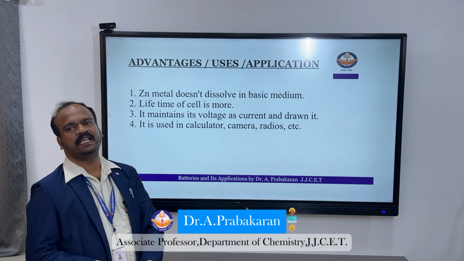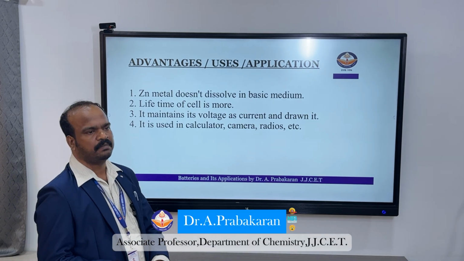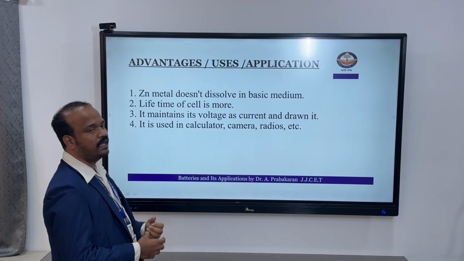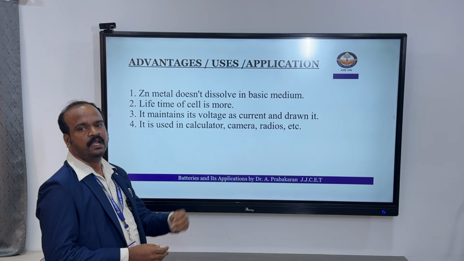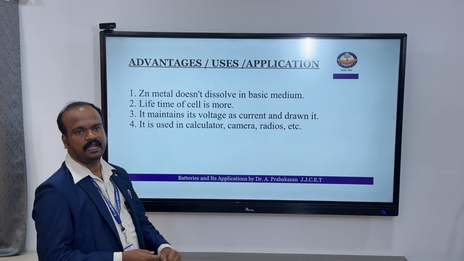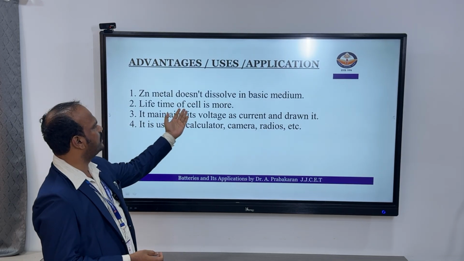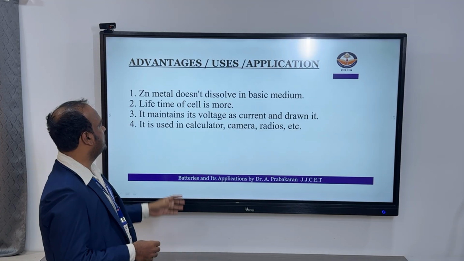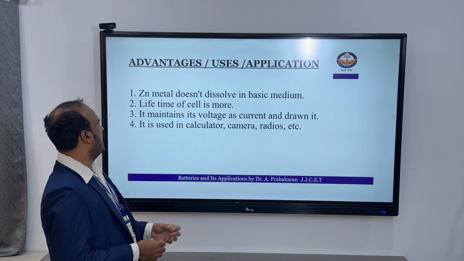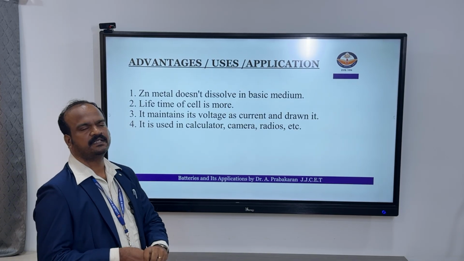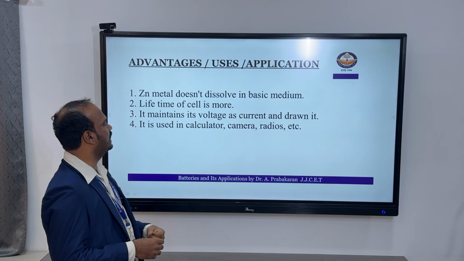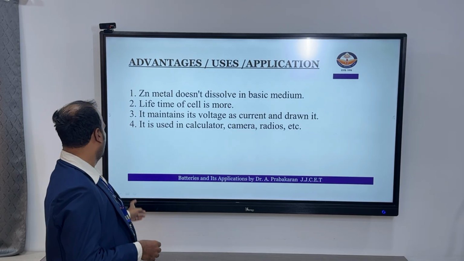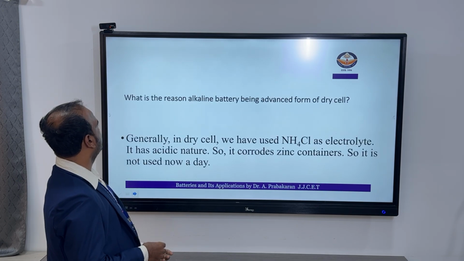What are the advantages and uses of the alkaline battery? We already know what the alkaline battery and the alkaline cell reactions are. The main advantage is that zinc metal does not dissolve in the basic medium. The lifetime of the cell is longer, and it maintains its voltage and current and can be drawn easily. It is used in calculators, cameras, radios, and other commercial uses. Now we move to another battery.